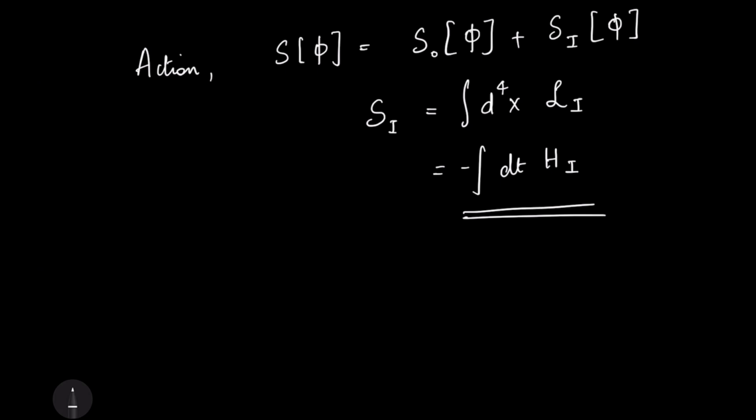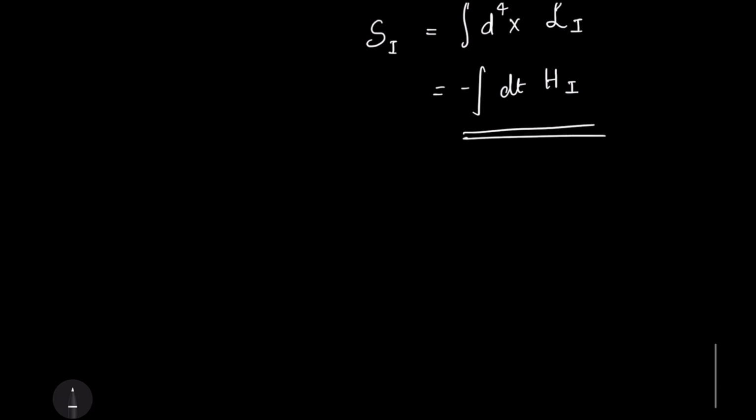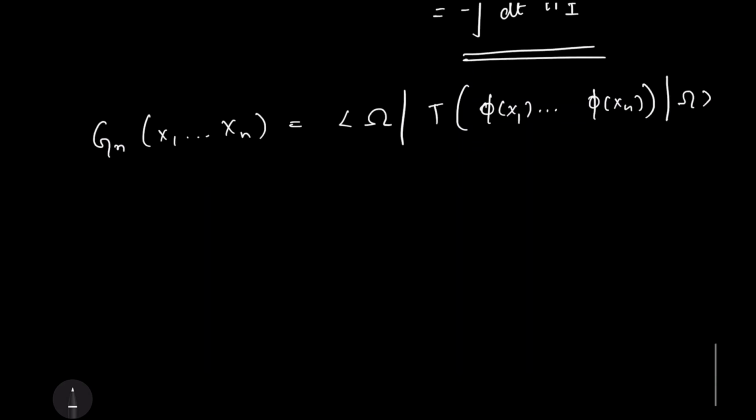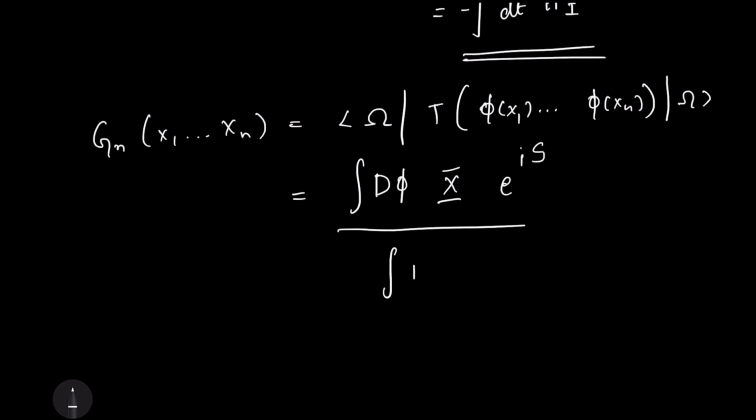So we are interested in finding the n-point function. We are always interested in finding the n-point correlation function in the interacting theory, right? G_n is the expectation value of the time-ordered product of phi of x_1 up to phi of x_n in the vacuum Omega, and it can also be written as the integral D phi of the time ordering with e raised to iS, divided by the integral D phi e raised to iS.